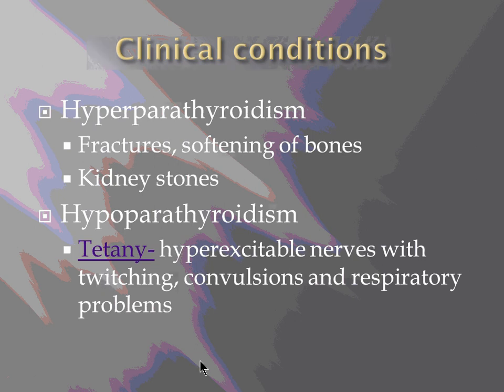Clinical conditions. Hyperparathyroidism is a condition where too much of it is being formed. So obviously bones become very soft and brittle, so they tend to fracture a lot. Because calcium levels are so raised in the blood, that calcium can deposit in the kidneys. You can get kidney stones. These people also tend to have ulcers.